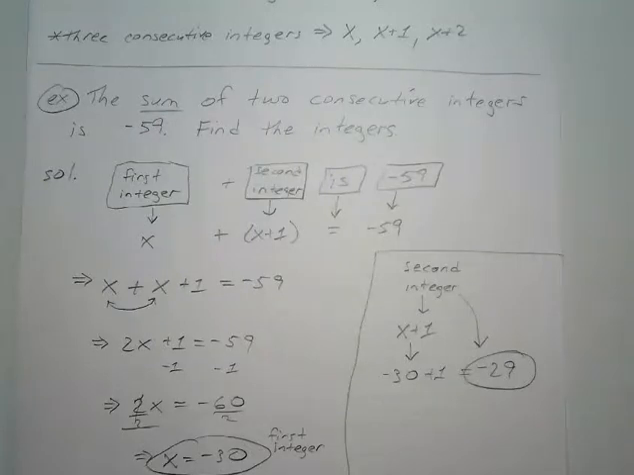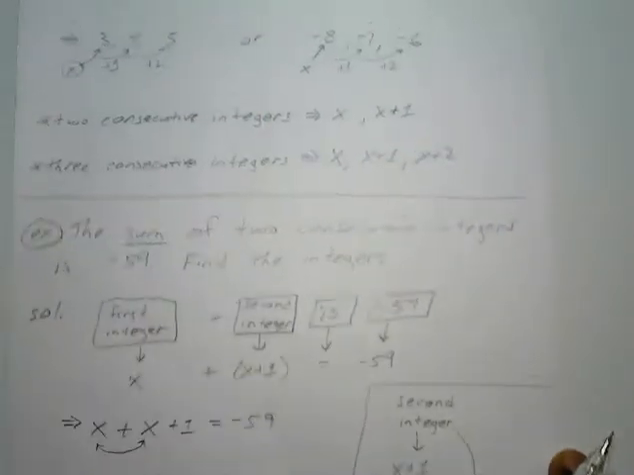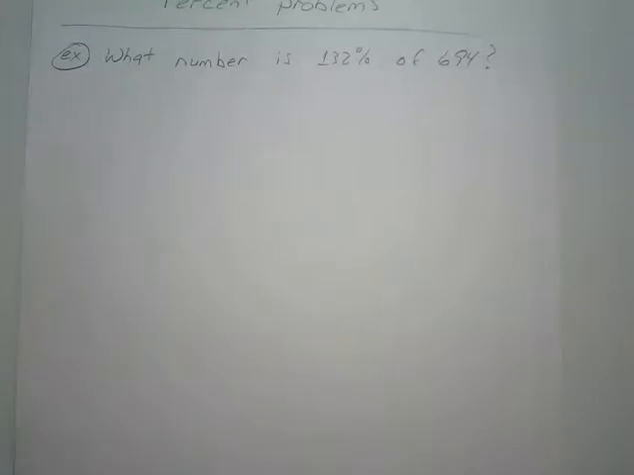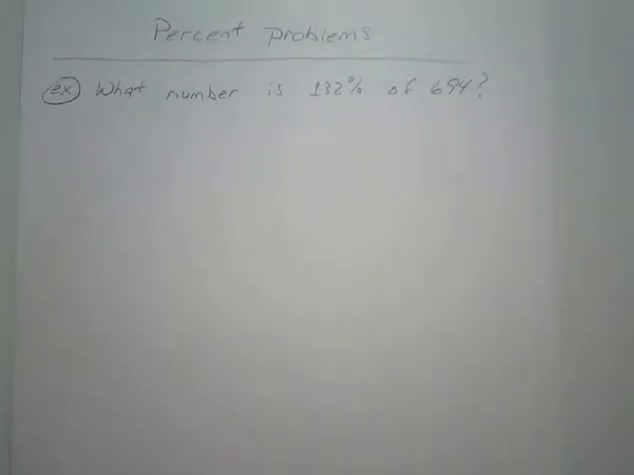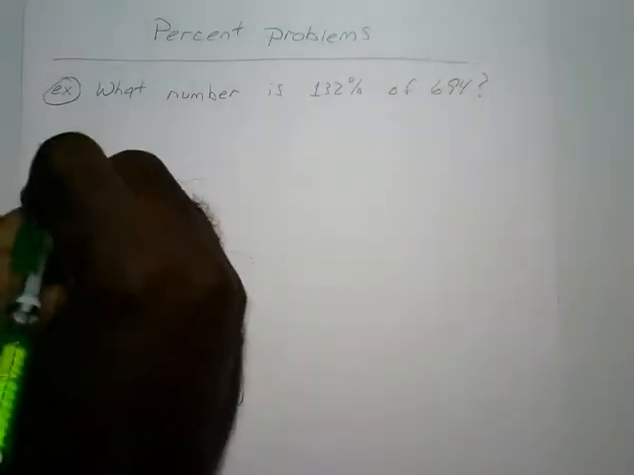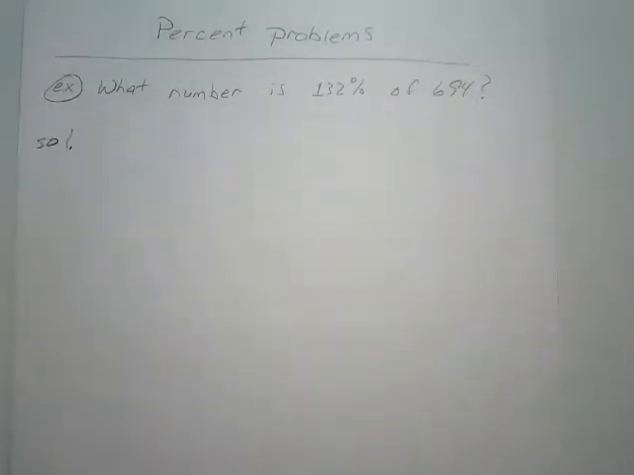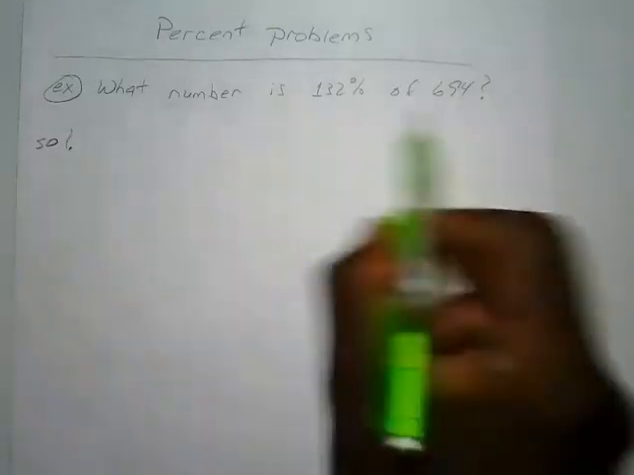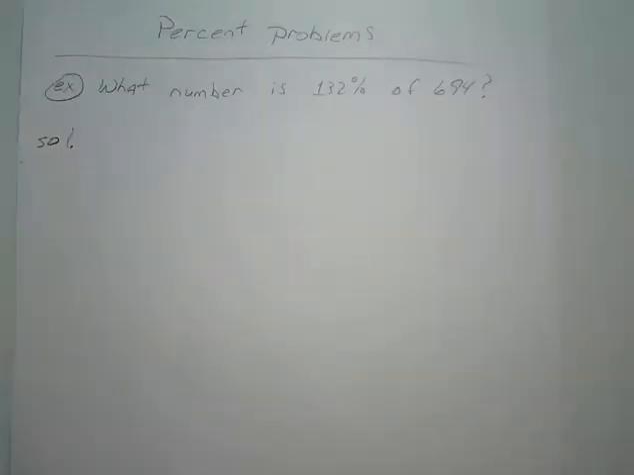Alright, so now we're going to look at a few different problems. We're going to look at some percent problems. Okay, so what we're going to do with this one is we're going to do the exact same thing, but we're just going to rewrite it. So when you have a percent problem, for example, what number is 132% of 694?